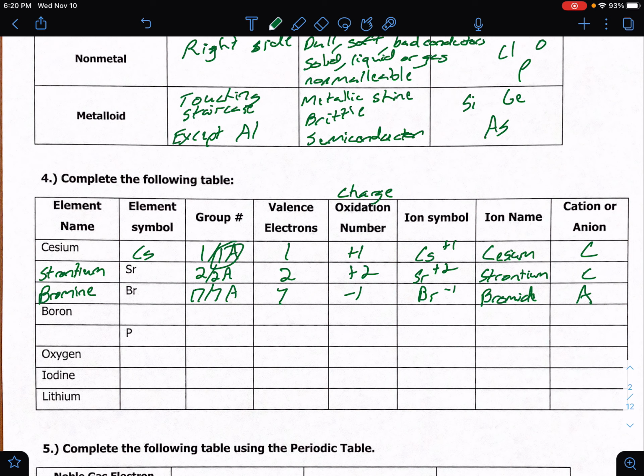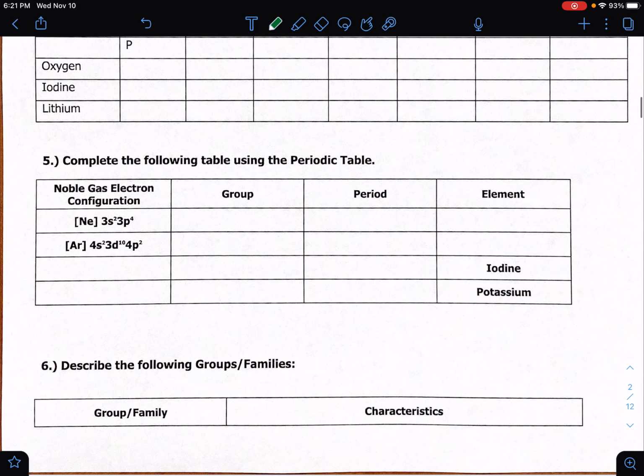Okay, so hopefully you get the gist of this section, so I'm going to move on to the next. Now, complete the following table using the periodic table. Our groups are the ones that go up and down, so 1A, 2A, 3A, all that stuff. And periods are the numbers on the left. Periods are the horizontal rows, basically.